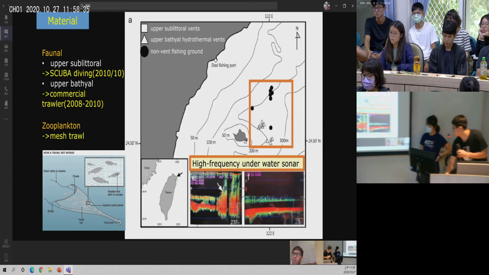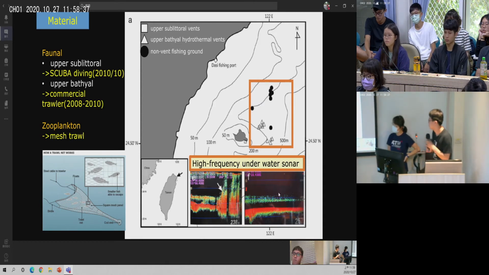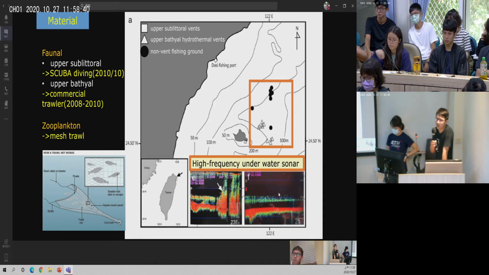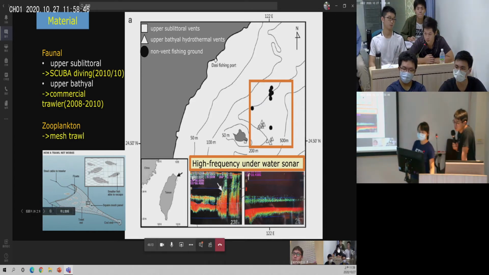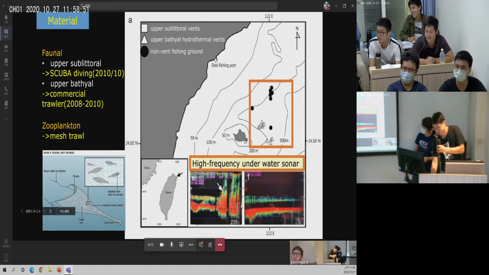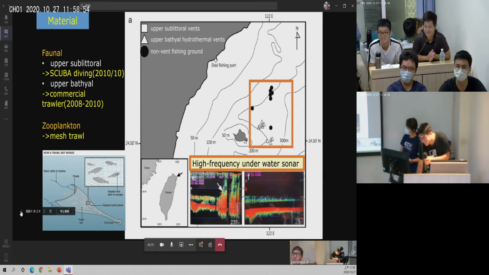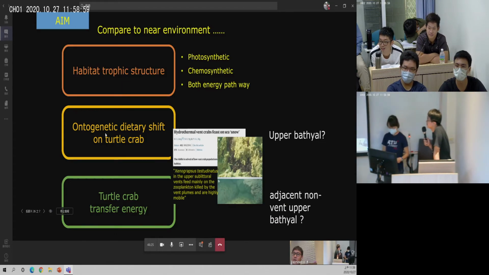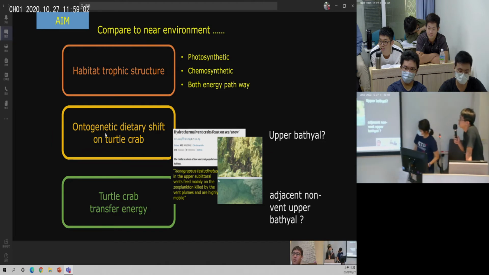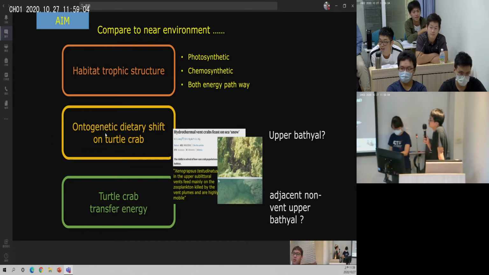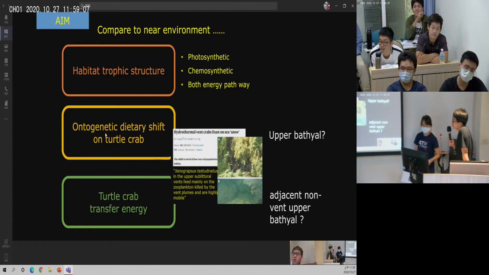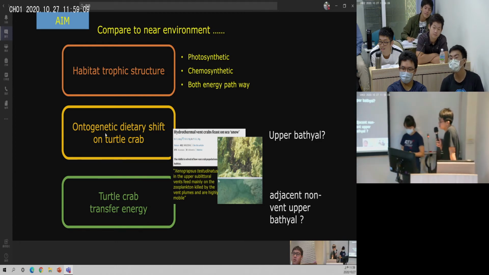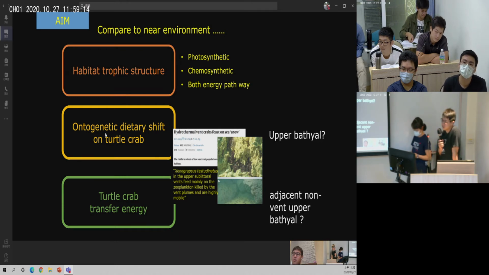So there's no hydrothermal vent there. Yeah. What is the purpose of the research? I think it's two. First is they want to know the habitat structure, and the second they want to know whether this kind of crab fits their hypothesis, and this is their purpose.